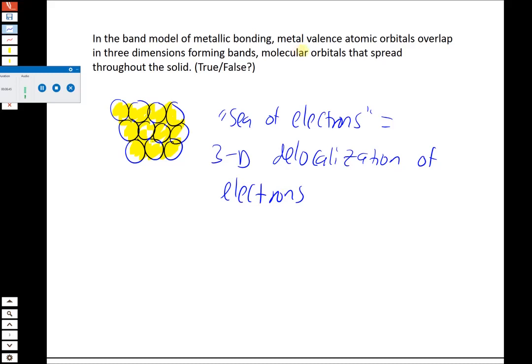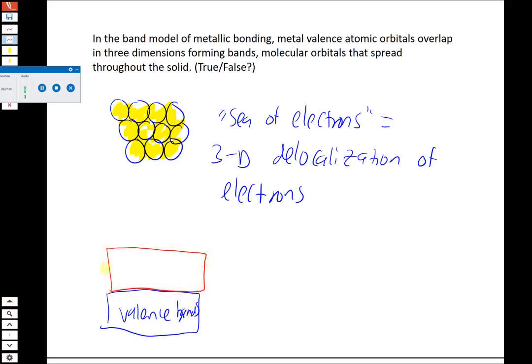So most metal valence atomic orbitals overlap in 3 dimensions, forming bands, molecular orbitals that spread throughout the solid. A little bit more about bands. Remember that bands are basically groups of molecular orbitals that are primarily bonding and anti-bonding. So we call the lower energy bands the valence bands, and what we call the upper energy ones, which I'll draw in a different color, the conduction bands.